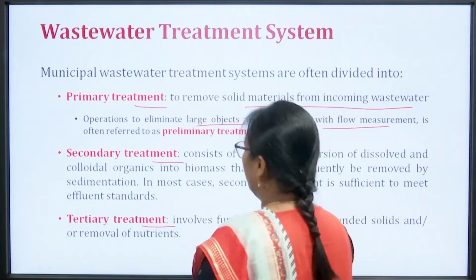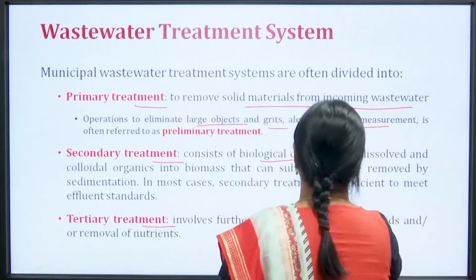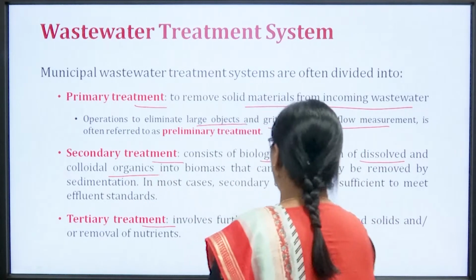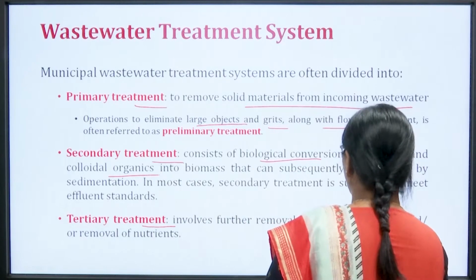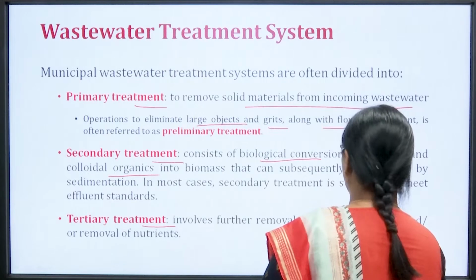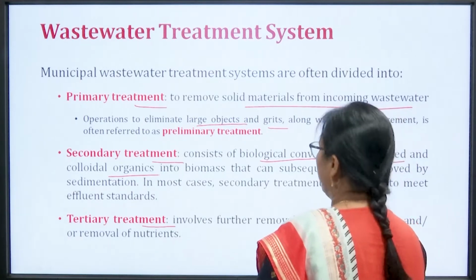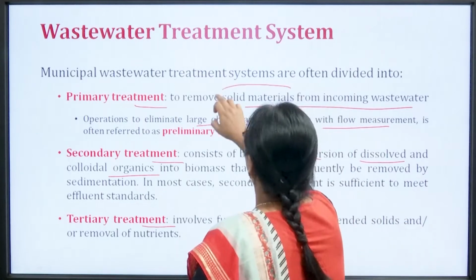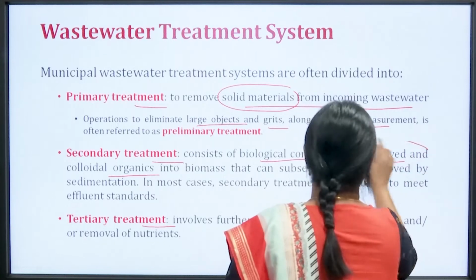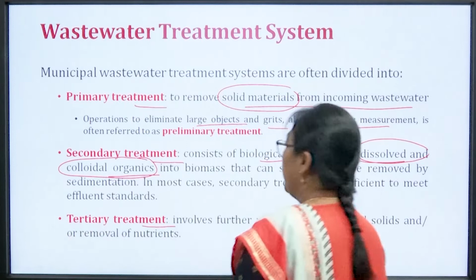Secondary treatment consists of biological conversions, most of the time, of dissolved and colloidal organics into biomass that can subsequently be removed by sedimentation. In most cases, secondary treatment is sufficient to meet effluent standards. So, in primary treatment we remove the solid materials, and in secondary treatment we remove dissolved and colloidal material, right.